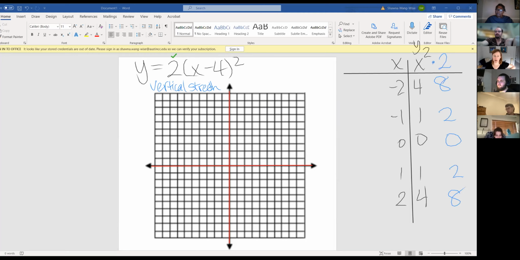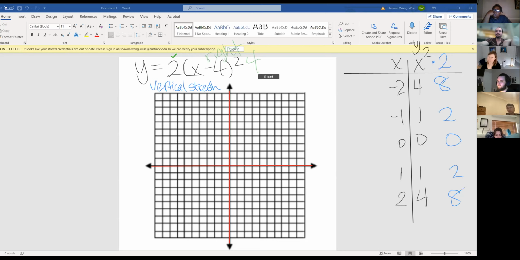So what is the other transformation that is left that we still have to do? The -4, or to subtract 4. Okay, and what does that do to our graph? Up, down, left, right? It'll move it over 4. Which way? To the right, good. So the -4 moves it right 4.